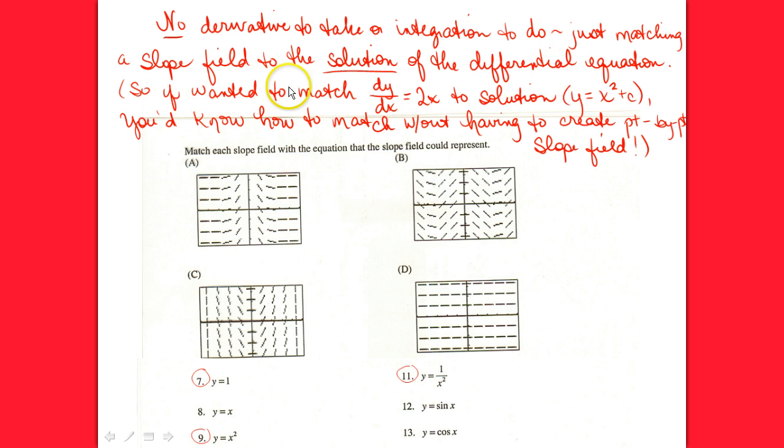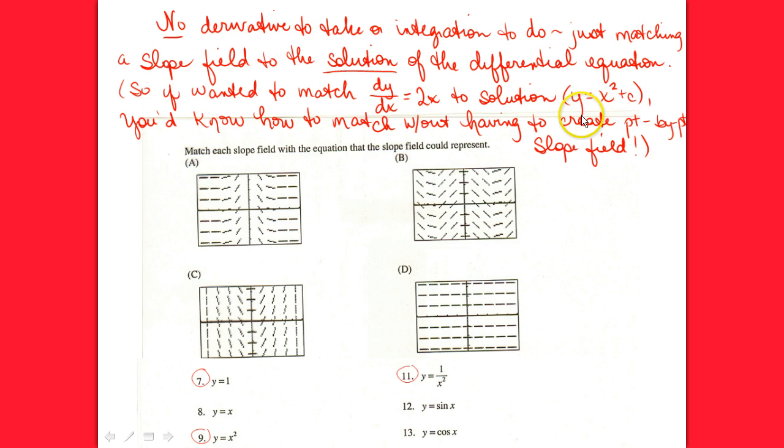So let's say if you wanted to match dy/dx equals 2x to its solution, the solution of that would be y equals x squared plus c. So basically what I'm doing is looking down here at these graphs to see which one of those could be the graph that coincides with y equals x squared plus c.